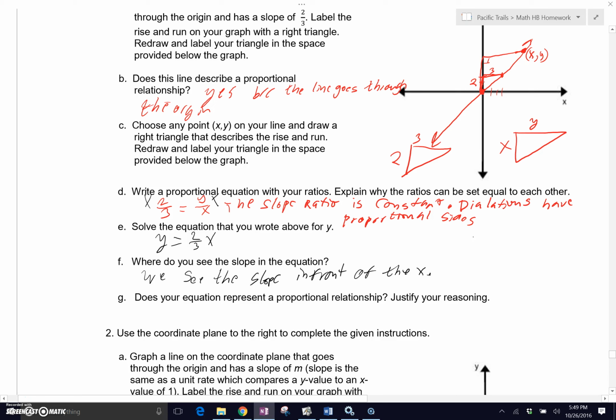It's the coefficient. So right here, that 2/3, that is the slope. And it's the ratio of how much I went up and over. Now, does your equation represent a proportional relationship?